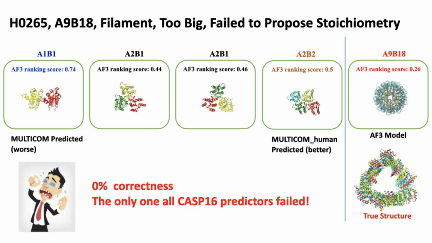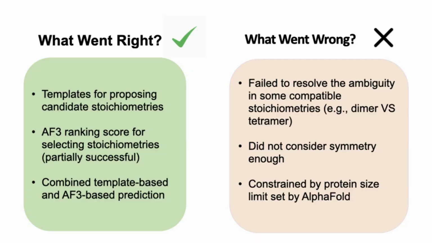Now, summary of the stoichiometry prediction. We think the templates are very useful for proposing stoichiometry candidates, and AF3 ranking score is very useful for selecting the stoichiometry, but not necessarily number 1. And combined template-based and the AF3 ranking score is very effective for predicting the stoichiometry.